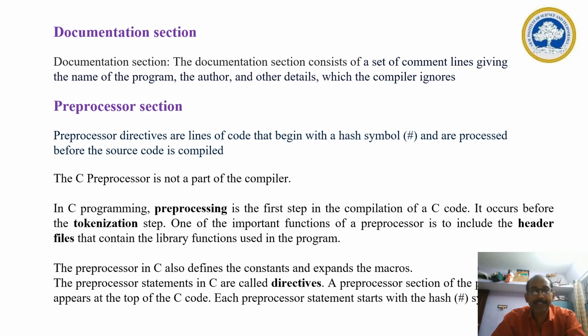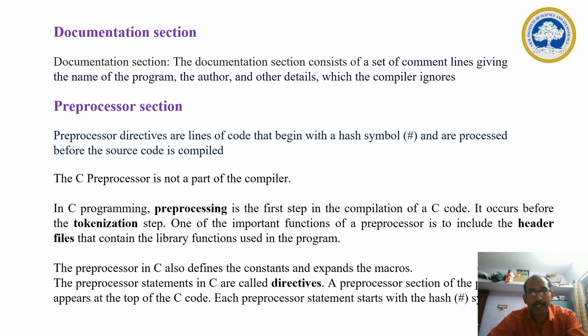The documentation section. The documentation section consists of a set of comment lines giving the name of the program, details of the author, and other details which the compiler ignores. So it is nothing but a comment line. It is only for documentation purposes. So the compiler will not compile it.